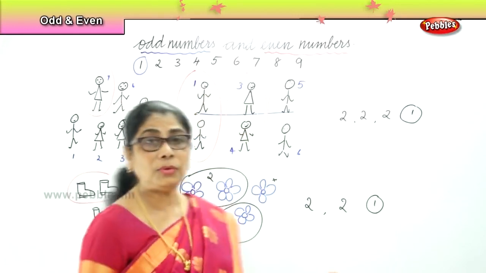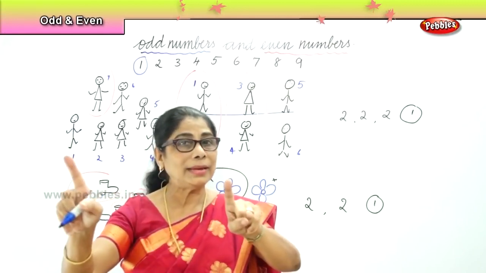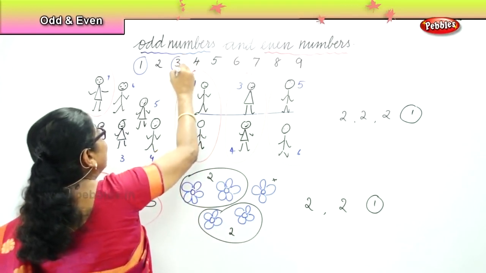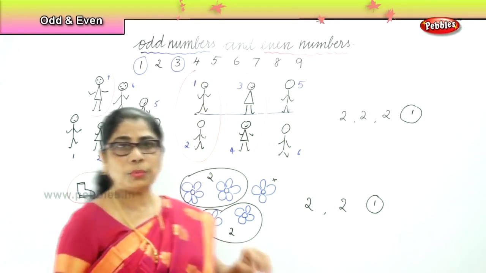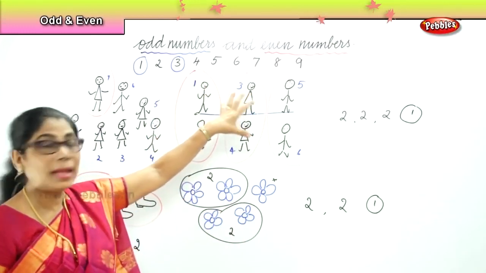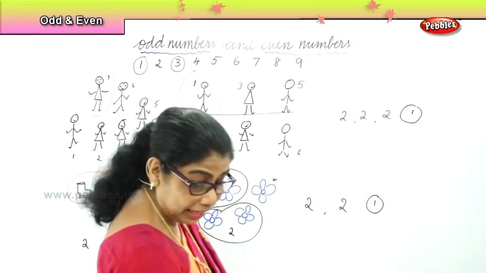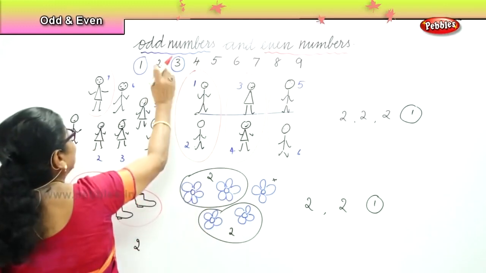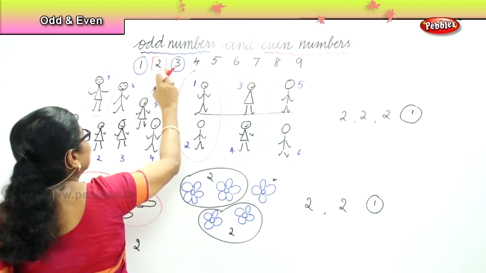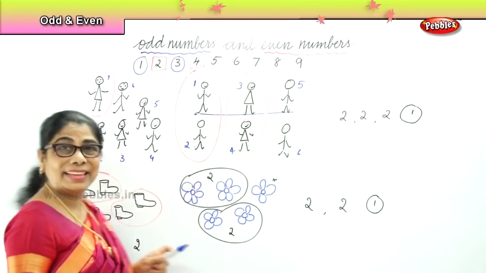Now 3. What about 3? 1 and 1 joined together becomes 2. Again 1 is out. So we say number 3 is an odd number. What about 4? 1, 2, 3, 4. It can be paired up, and so we call that an even number. Numbers that can find a partner, that can be squared up, we call even numbers.